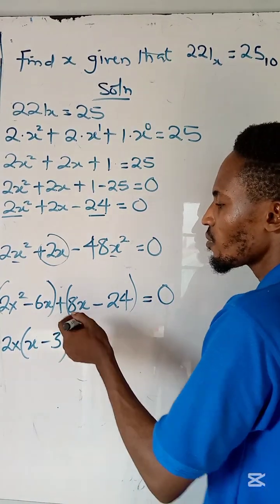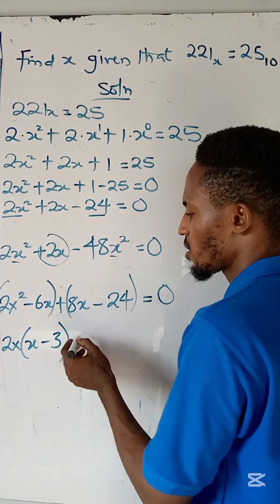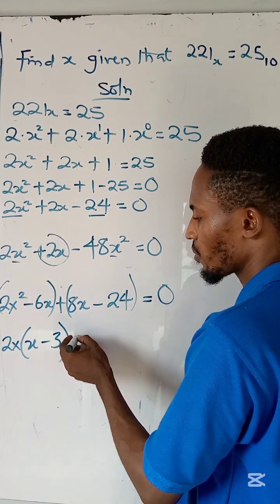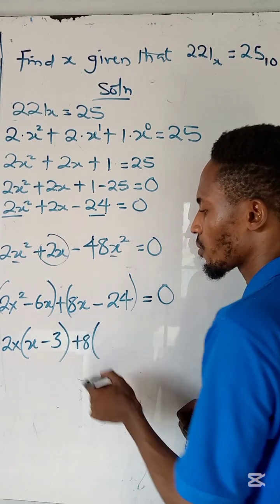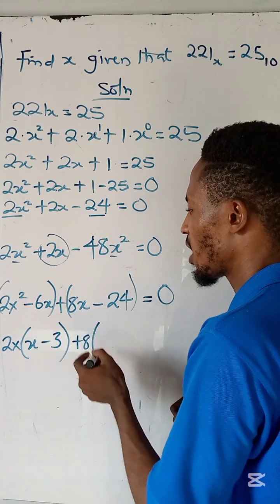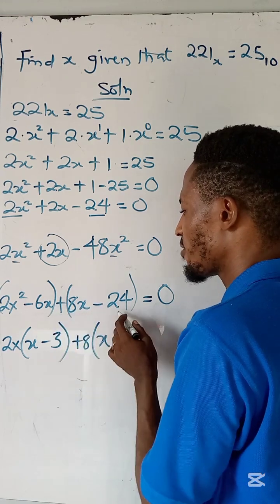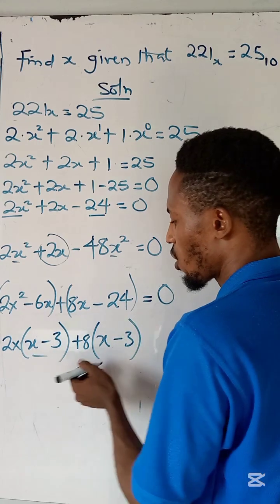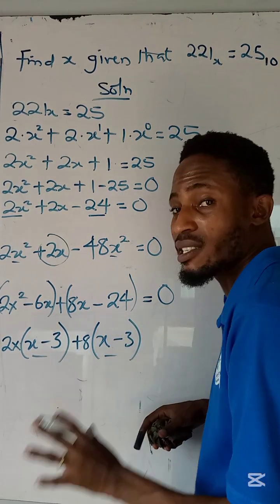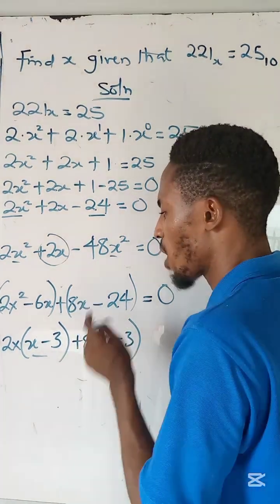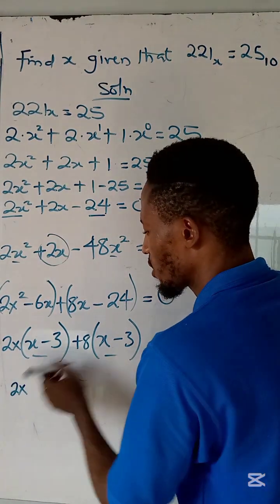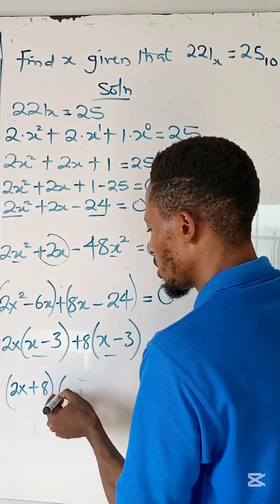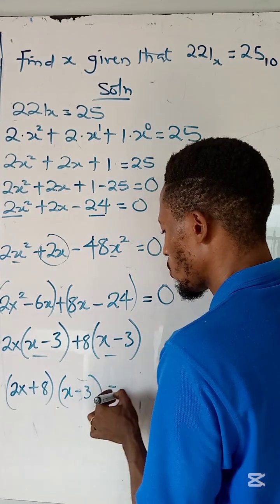So here, the common factor is 8. So I'll bring it out. When 8 divides 8x, I'll be left with x. When 8 divides minus 24, I'll be left with minus 3. So you can see the contents of these two brackets are the same. Because they are the same, we pick one of them. So we have 2x plus 8, then we pick one of these, x minus 3, equal to 0.